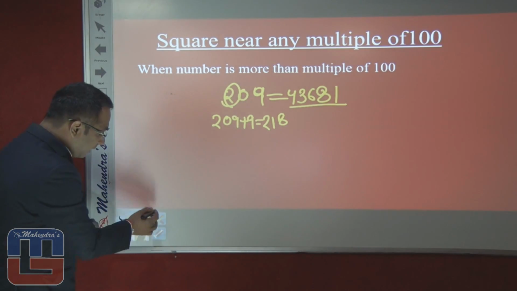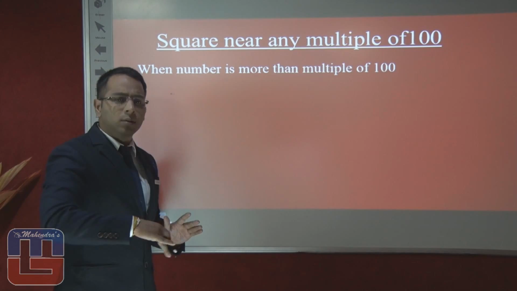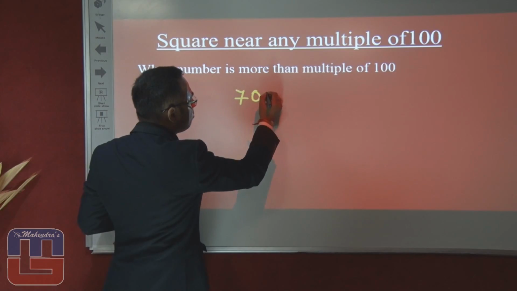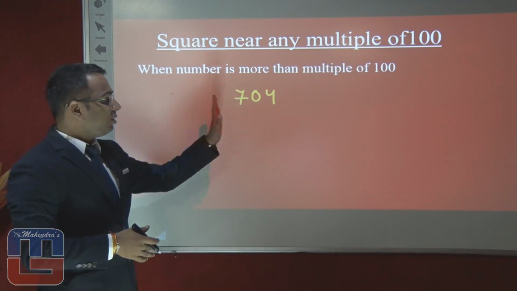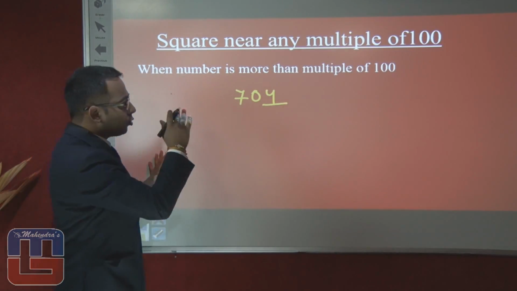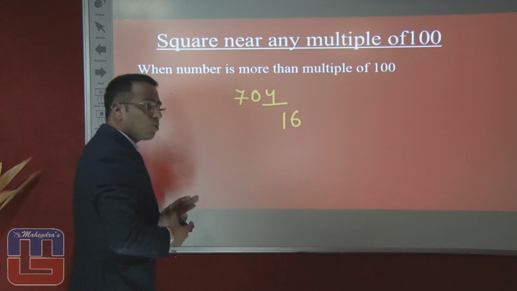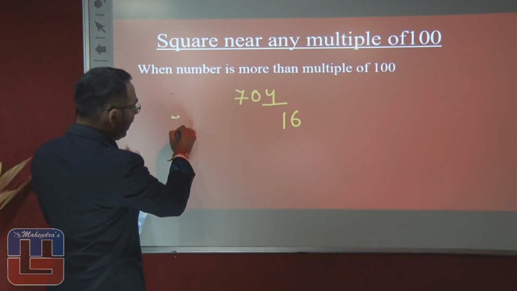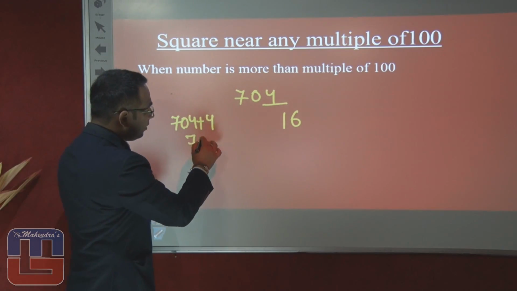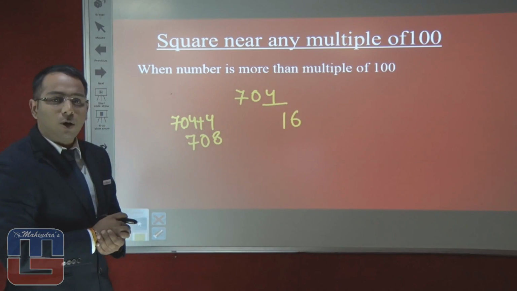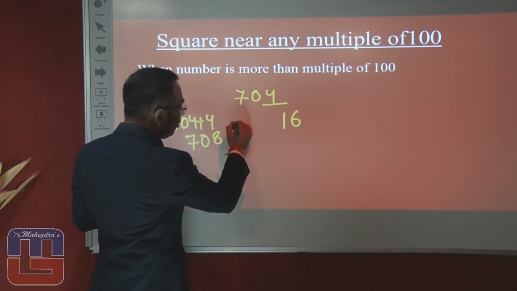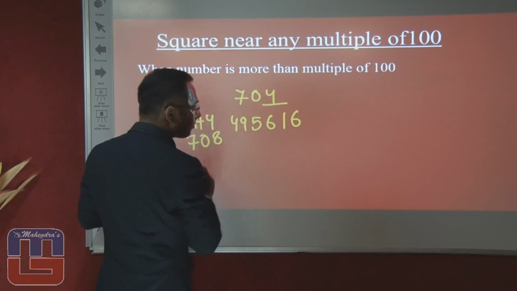Take another example. Not a multiple of 2, some bigger number. Let us consider 704. Fine. 704. It is 4 more than 700. So square of 4 will be 16. Last two digits. Now what we will do? We will add 4 to 704. We get 708. Now what we will do? We will multiply this number with 7. So we will get 4956.